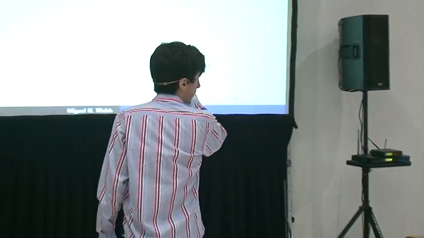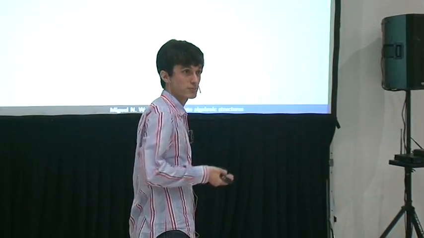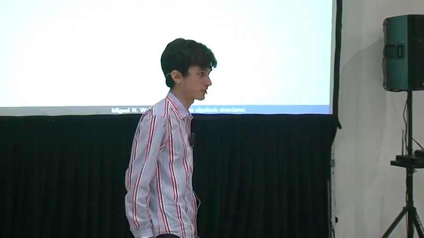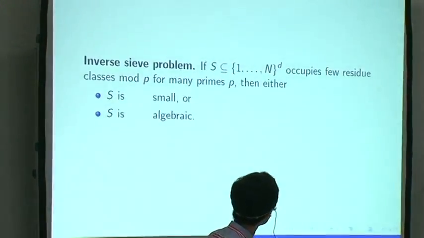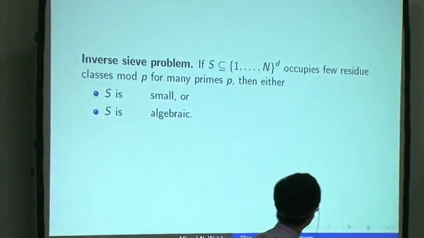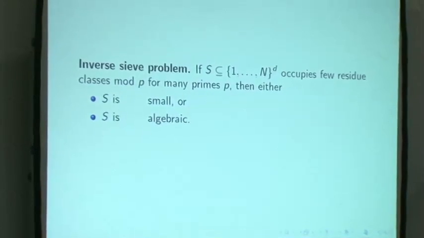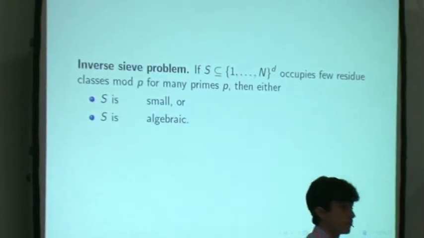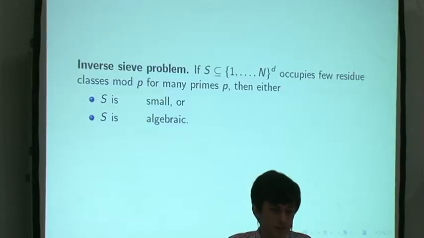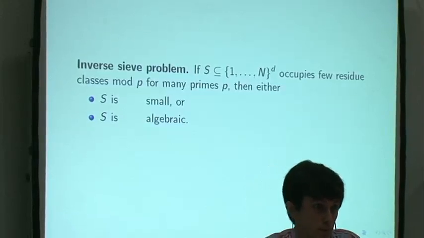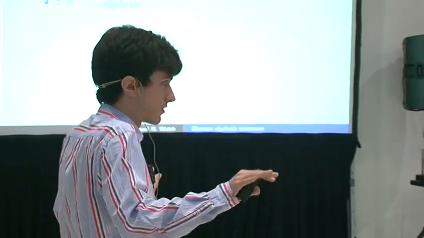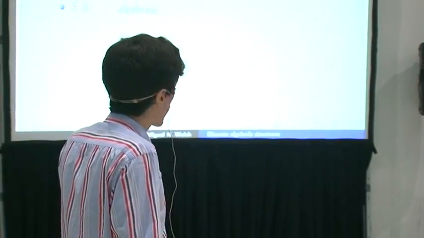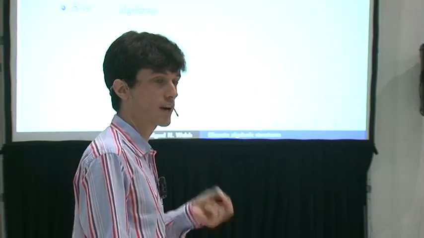And the other remark is that when I restrict myself to primes, it's just because once you know it occupies few classes for primes, you know it occupies few classes for every other integer. So suppose you have a set that occupies few residue classes mod p for many primes p, then there are just two possibilities. Either S is small. I mean, if you have a very, very small set, it is obvious that its reduction mod p will be very, very small. So either it is for a trivial reason, because it is small, or S has to have some algebraic structure.